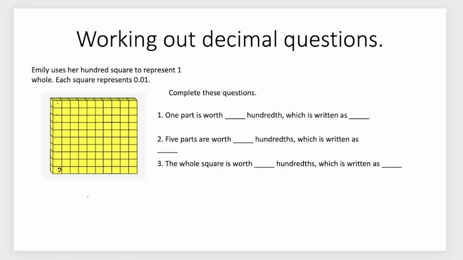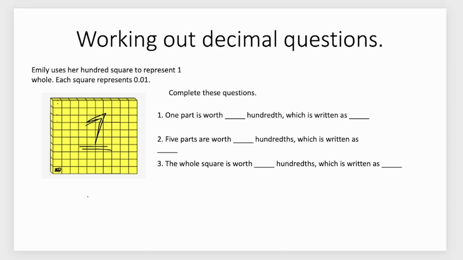So one of these squares, for example, this square is worth 0.01, and there are 100 of them, which make this whole square one whole. So just bear that in mind, that this square is worth one whole, and there are 100 parts of 0.01. So with that in mind, we're just going to complete these questions.